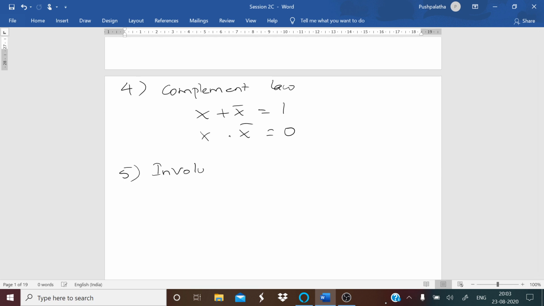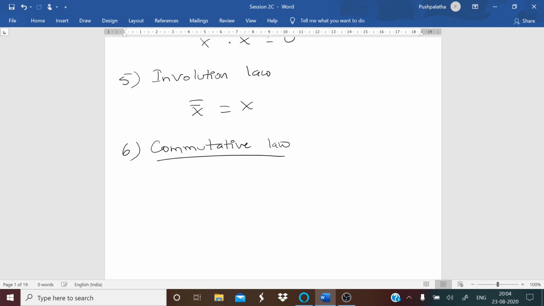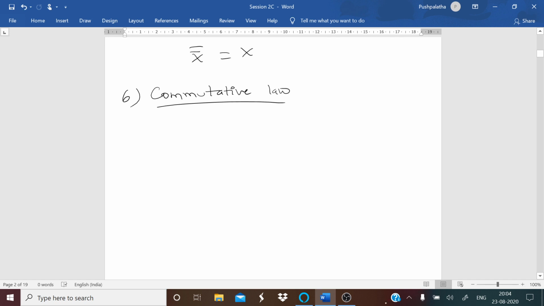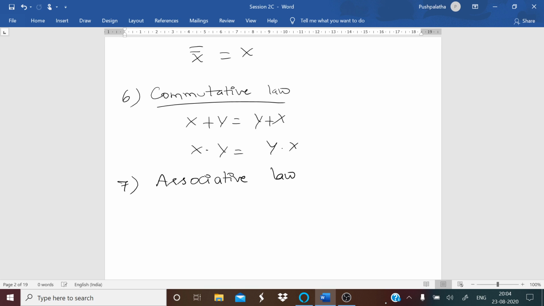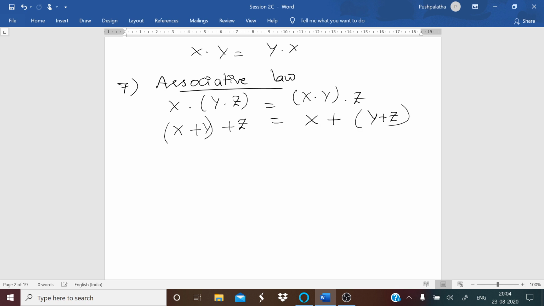And next, involution law: x double bar is always x. Commutative law, which you have learnt in the earlier classes in arithmetic and all. Commutative law: x plus y is the same as y plus x, and x into y is the same as y into x. And then we have associative law, which states that x into y into z is the same as x into y into z. Also, x plus y plus z is the same as x plus y plus z.